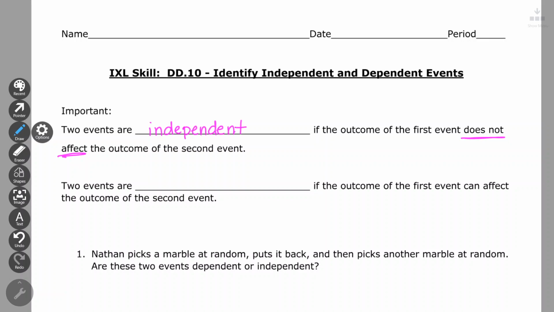The second outcome is not affected by the first outcome, right? So then underneath that, it says two events are dependent if the outcome of the first event can affect the outcome of the second event. So let's look at these situations and see, are they independent events or are they dependent events?